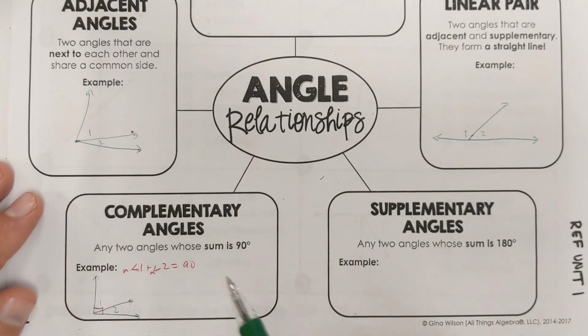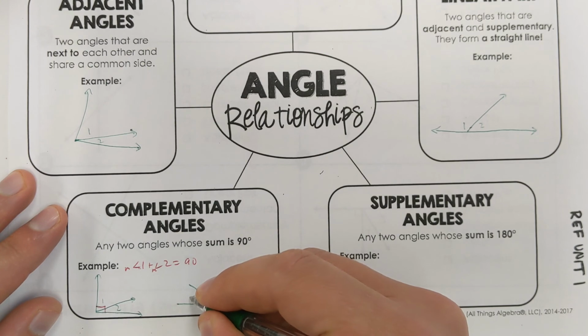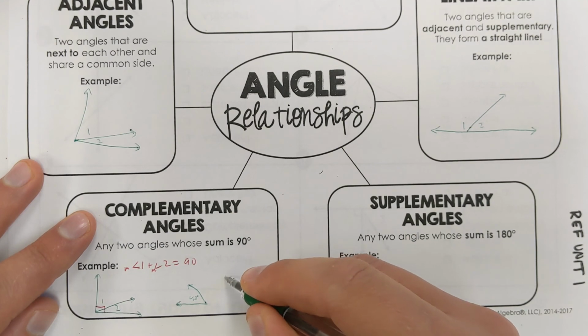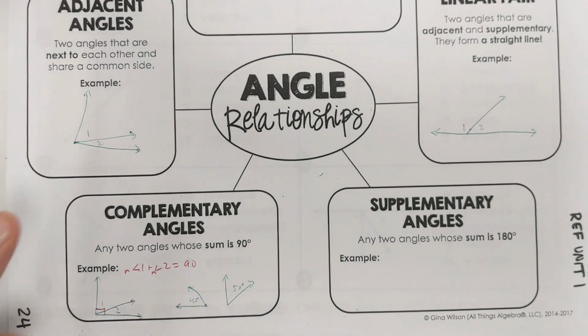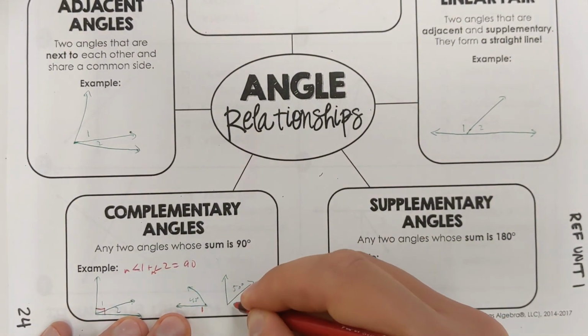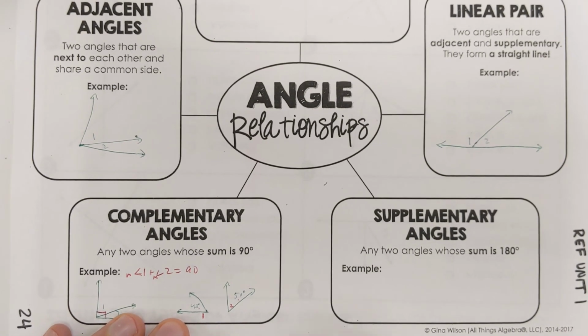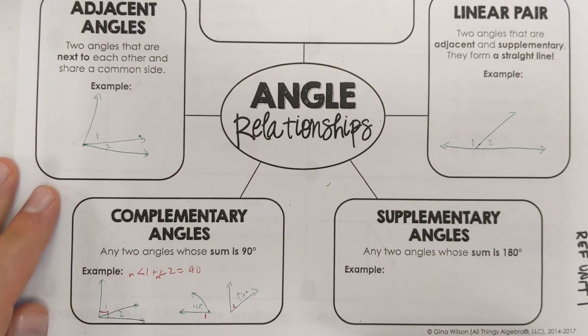Now, please note that it doesn't say the two angles whose sum is 90 and are next to each other. So I could also do this. I could say this is 40 degrees, and this angle here is 50 degrees. If this is angle 1, and this is angle 2 right here, 40 plus 50 is 90. So the angle 1 and angle 2 here are also complementary. Complementary just means they add up to 90. Don't say two angles that are 90, say two angles that add up to 90.